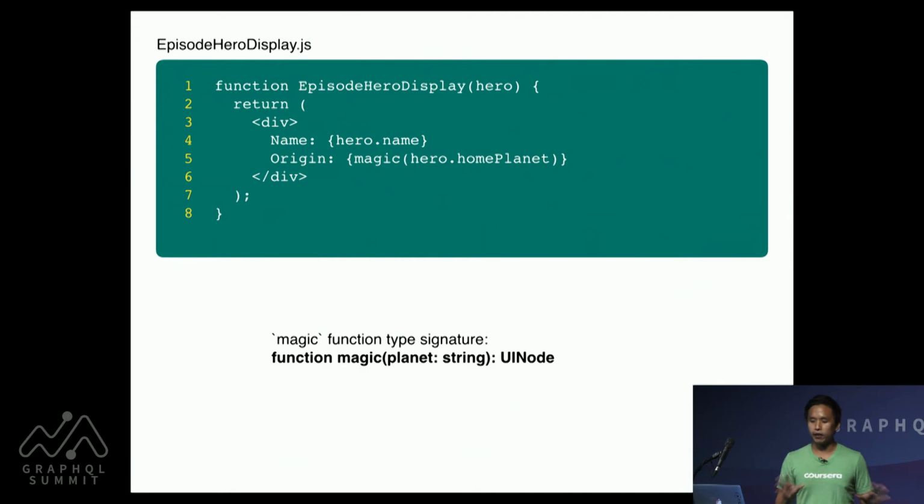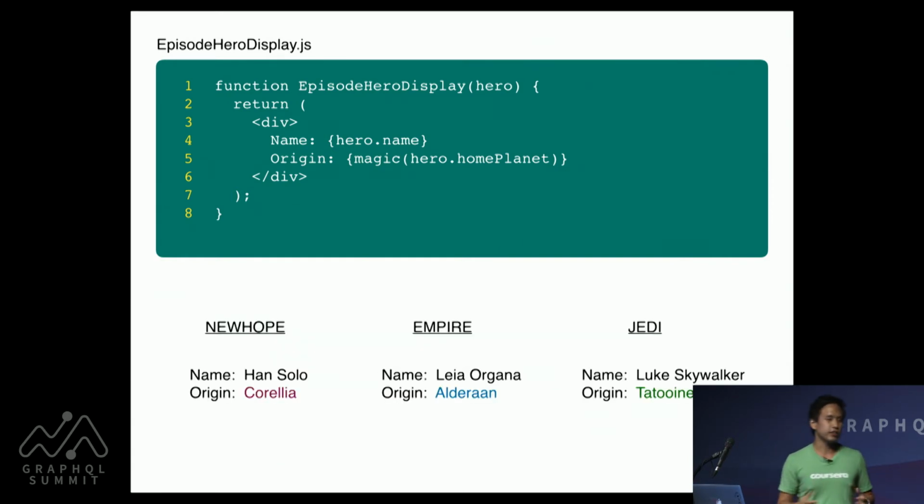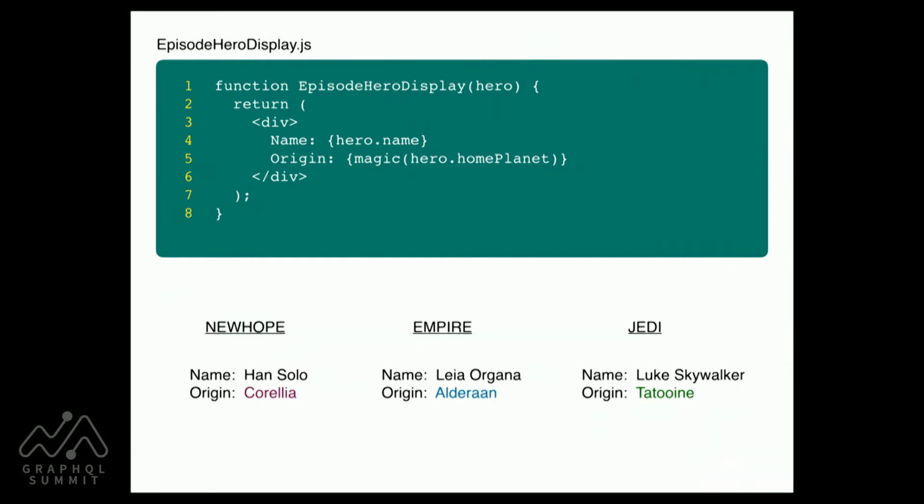And then we write our component, right? Very simple. There's two things being displayed here, the name and the origin, and as I said before, we pass the home planet into this magic function. So we might even QA this and try everything again in production, and everything looks good. So we commit our code, deploy it, move on.